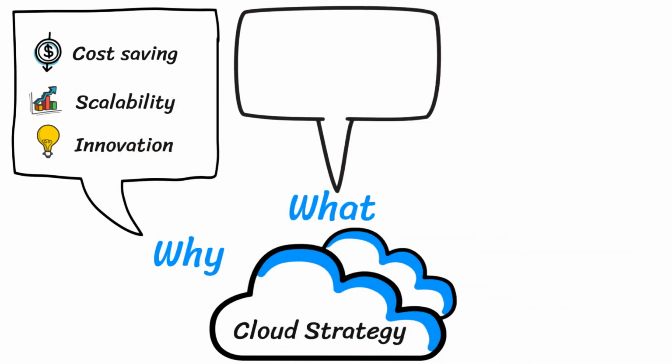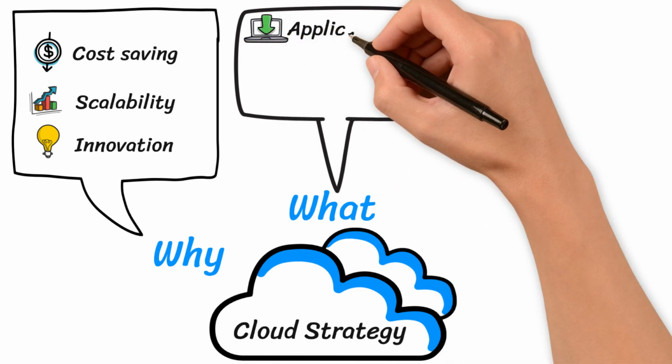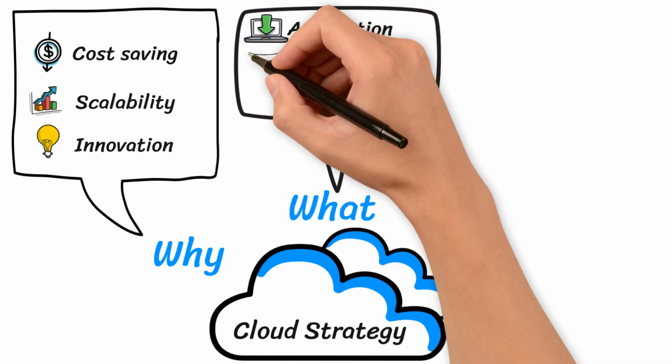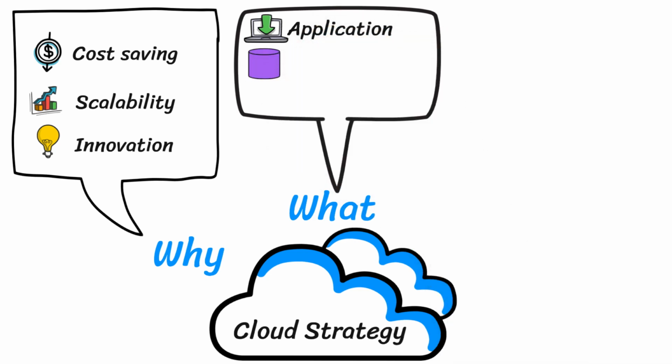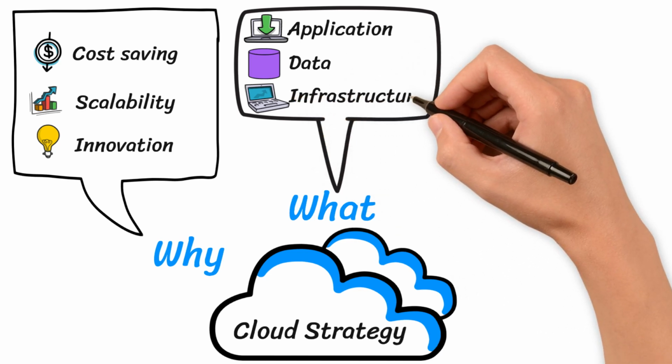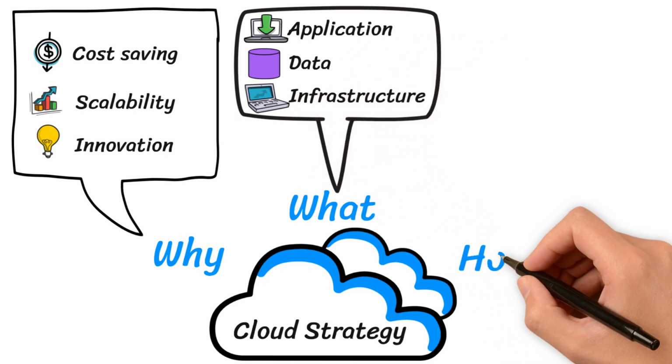Next, we consider what to move. In this bubble, we see examples like applications, data, and infrastructure. Here we define the scope. Are we moving whole applications, sensitive data, or key infrastructure components? Deciding what to move allows us to prioritize and focus on areas with the greatest impact.